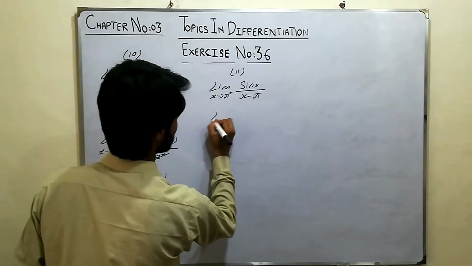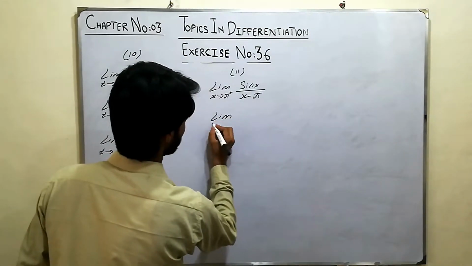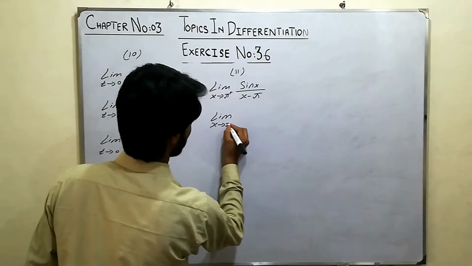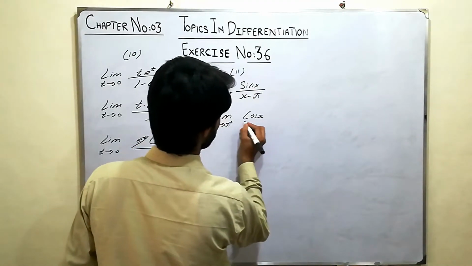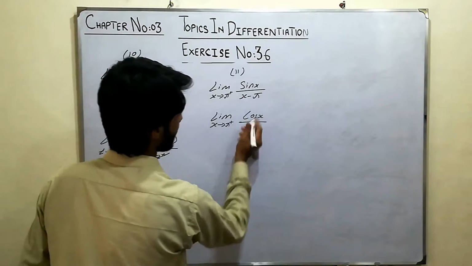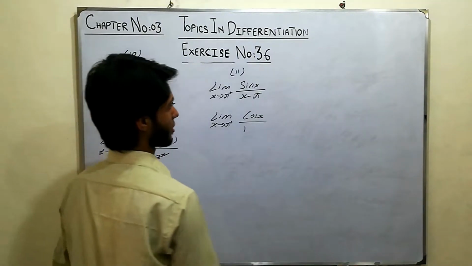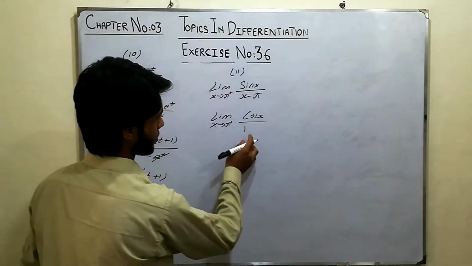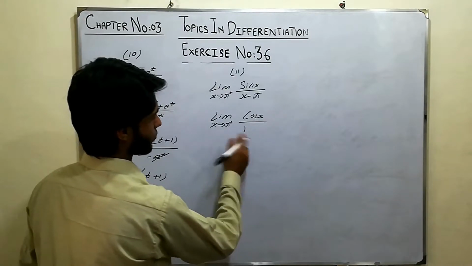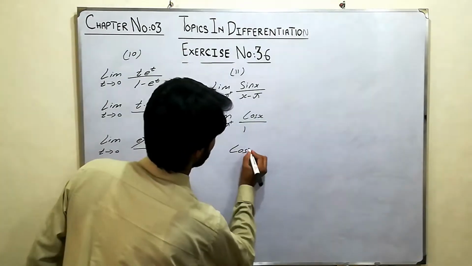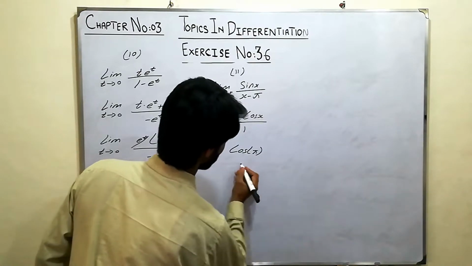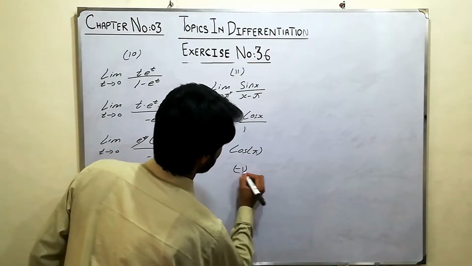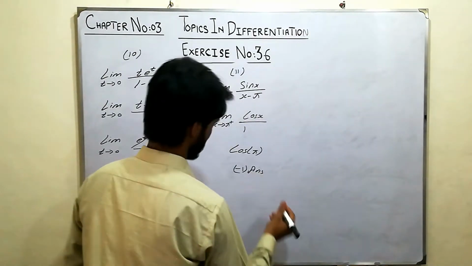Now take the separate derivative of numerator and denominator. The derivative of sin x is cos x. The derivative of x is 1. Pi is a constant, and the derivative of a constant function is 0. So cos x divided by 1, we put the limit in that function, cos pi. So cos pi is equal to minus 1. So minus 1 is our answer.